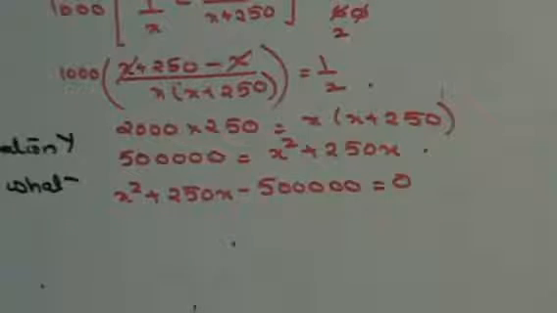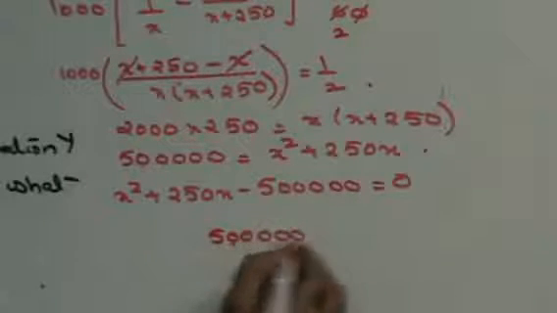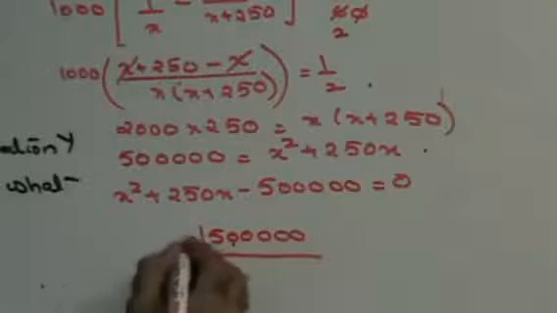Now, I need to have two numbers such that their sum or difference is 250 and their product is 5 lakhs. So I need to find out the product first. Let's find out the product first, guys. 5 lakhs. I need to divide this into factors.